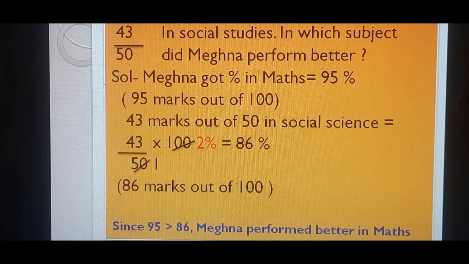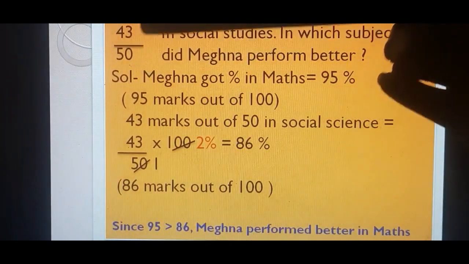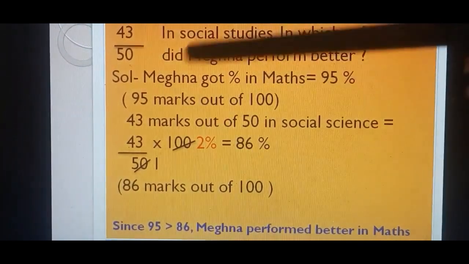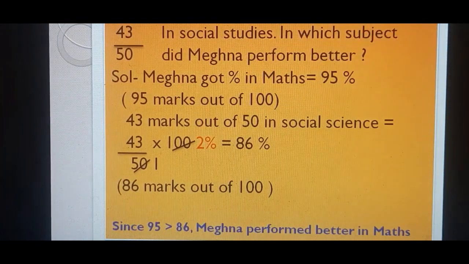Only the question is written in the form of a statement. Otherwise, if you observe, the question is again the same. 43 upon 50, convert into percentage. And after converting it into percentage, you will do the comparison.